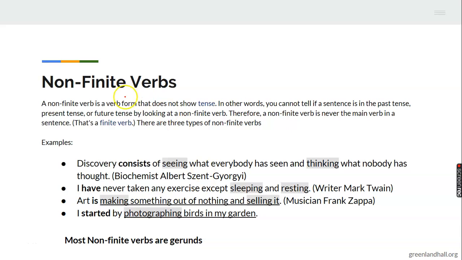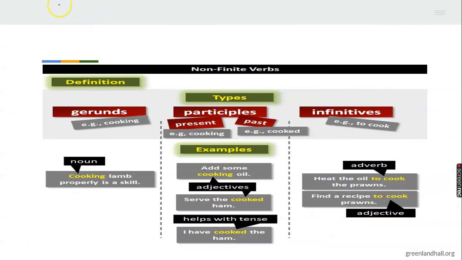Then the non-finite. These don't show tenses, and they don't agree in number. They are mostly ing forms, and you can see them here in the example. Then you have this in three forms.